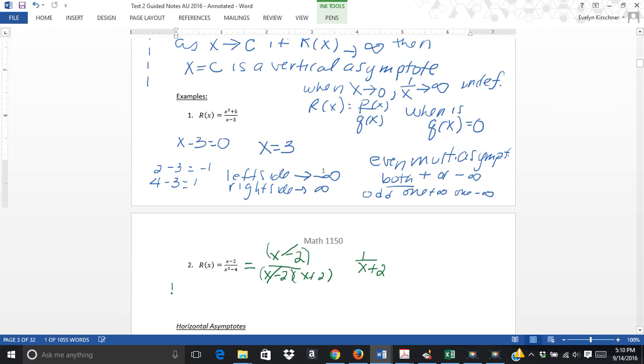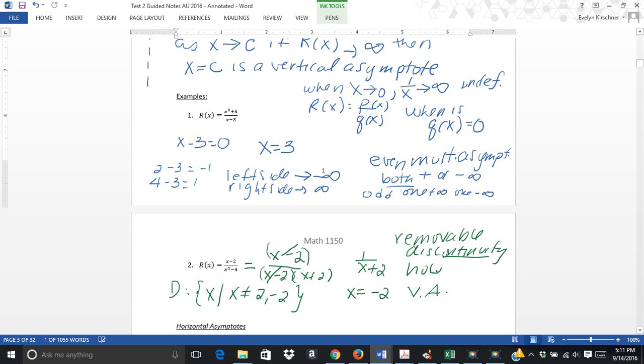But if I look at the domain first, the domain would be all x such that x can't equal 2 or negative 2. But in this case, I got rid of that 2, so the only place I have a vertical asymptote is when x equals negative 2. So that's my vertical asymptote. So what happens at positive 2? Well, we call this a removable discontinuity, and we also call it a hole. There's a hole in the graph, because x cannot equal 2, but I can reduce it so there's not an asymptote.